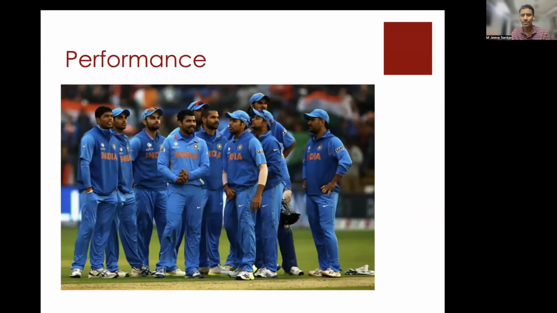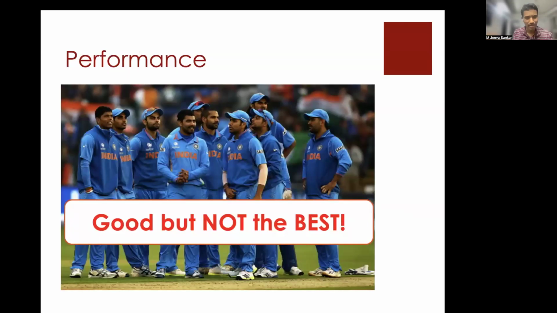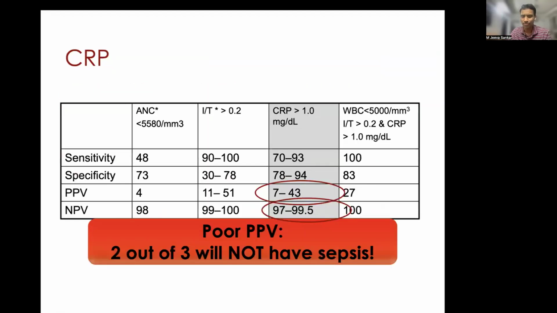Now, how do they perform? In simple words, they're like the Indian cricket team. They're good, but they are not the best. So don't rely too much on them. They are not the world-beating West Indian teams of the 1980s or the 2000 Australians. They are okay. If you look at CRP, for example, it has a very poor positive predictive value. It's only about 30%. So that means 2 out of 3 with a positive CRP will not have sepsis.